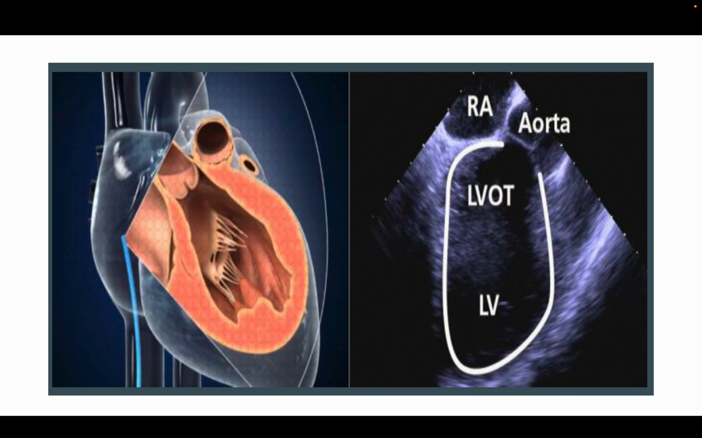We also see the right atrium, the aorta, the outflow tract of the aorta and the left ventricle in what is a counterclocked view showing the aorta in profile.